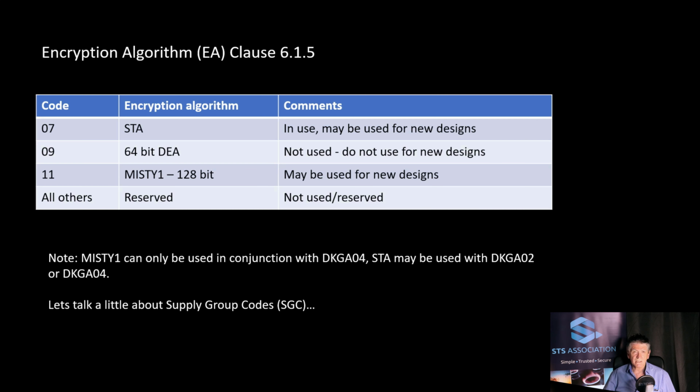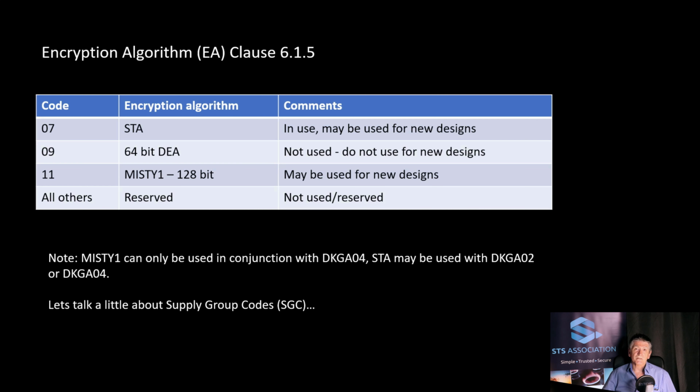And then you have EA11, which is the MISTY one, 128-bit algorithm. This may be used for new designs if you so wish, and all others are reserved. Please note that MISTY 1 can only be used in conjunction with DKG-A04 and not 02. STA may be used with DKG-A02 or DKG-A04.